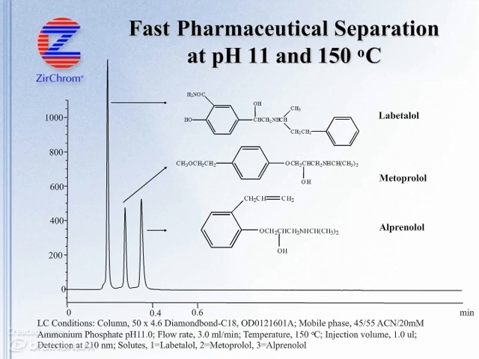This slide is one of our show-off slides. This chromatogram is only possible on a zirconia-based phase. First, a high pH phosphate buffer was used to render these basic analytes net neutral, defining the primary mode of separation as reverse phase. Then, a temperature of 150 degrees Celsius was used to speed the separation, allowing for baseline resolution on our diamond bond C18 column in under 30 seconds.